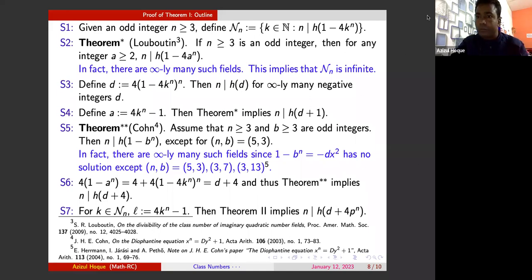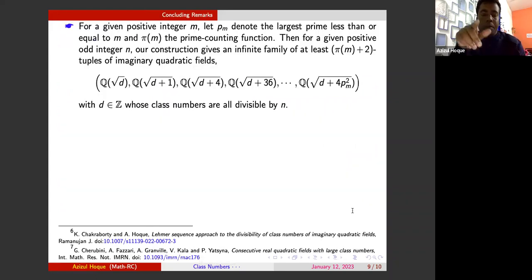So this completes the result. I have D plus 1, D plus 4, and D plus 4p^n. Now I will stop after giving some concluding remarks. So here.